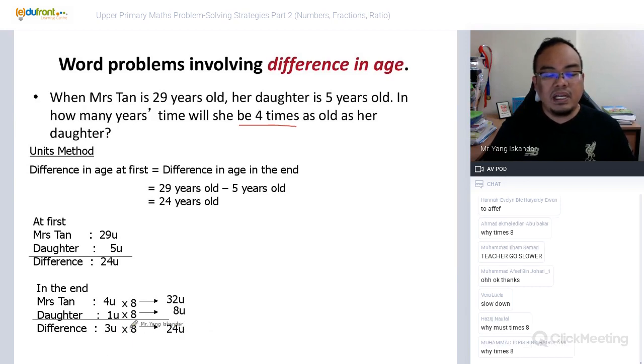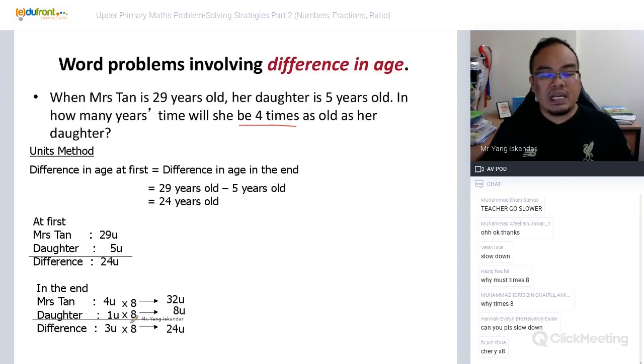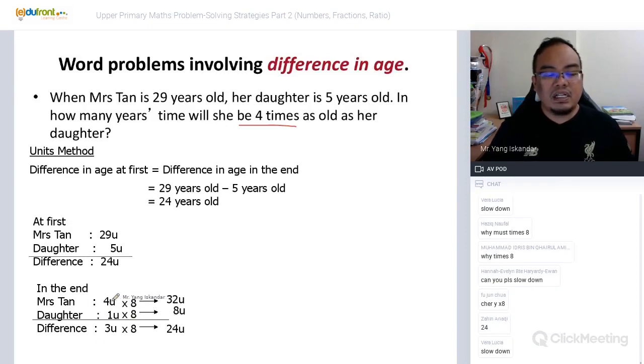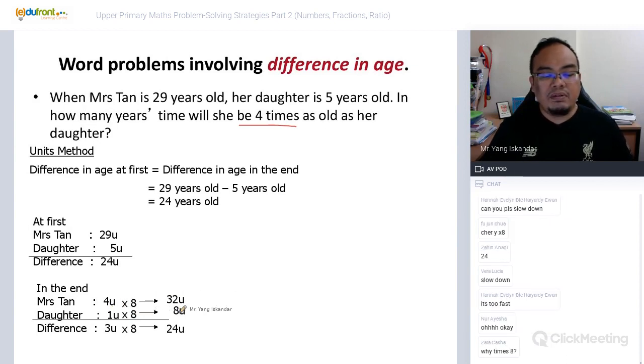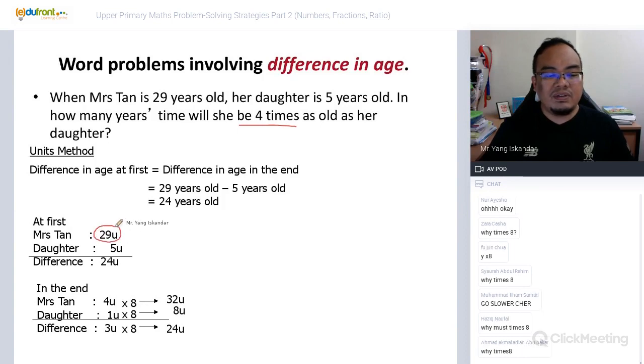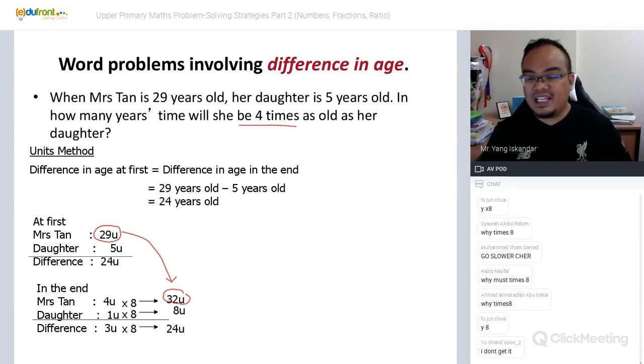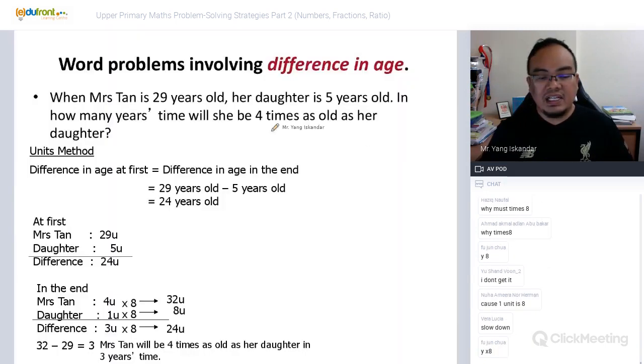If I times 8 to here, everything also I must times 8, right? Because this comes in one set. So times 8, times 8, times 8, right? So 4 units multiplied by 8, I get 32. 1 unit times 8, I get 8 units. 3 units times 8, I get 24. Okay, so once the difference is the same, then I can compare. So at first, Mrs. Tan is 29. Then in the end, she's 32, right? So you can see the difference is 3.